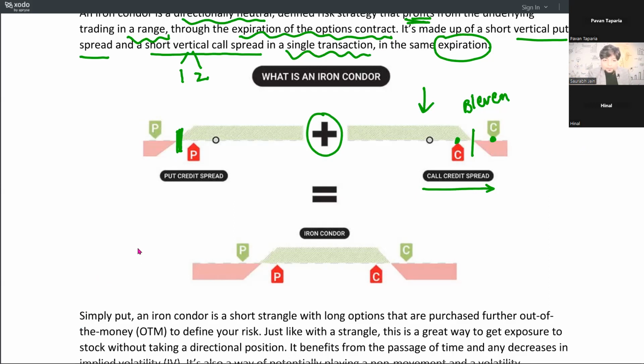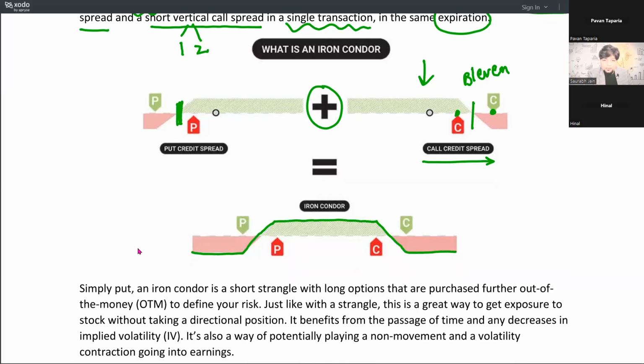So when you combine these two things, the position which gets created is like this. This is where one of the puts is, this is where the other put is, this is where your call is, this is where your other call is. This is the call you have bought long, that's why green. This is the call you have sold. This is the put you have sold. This is the put you have bought.